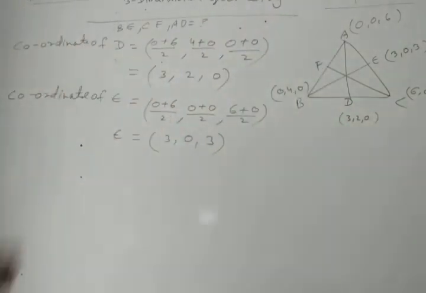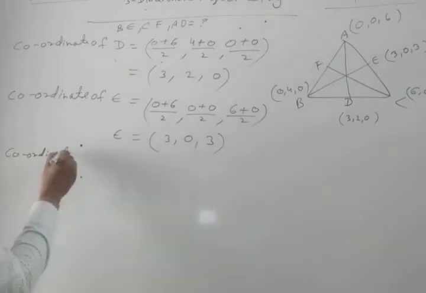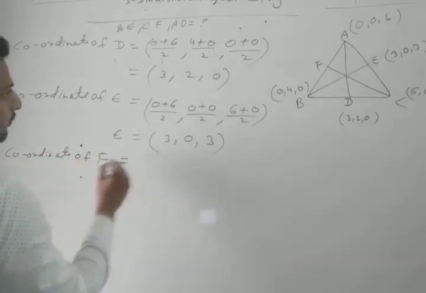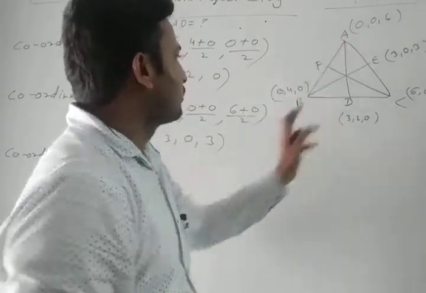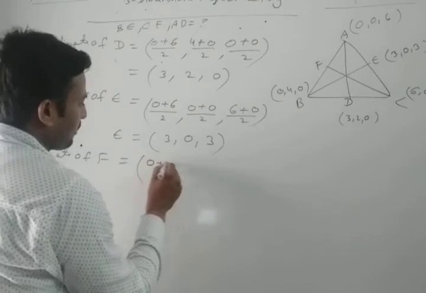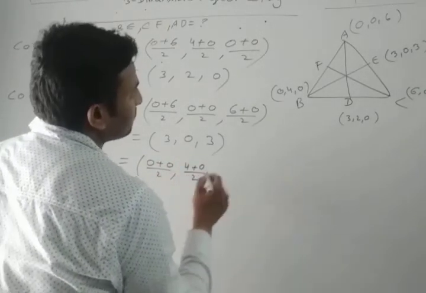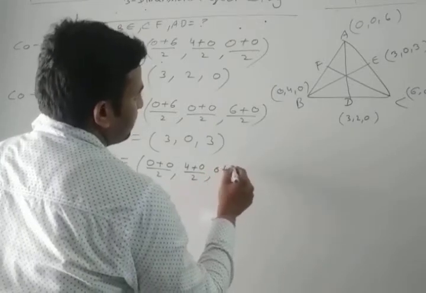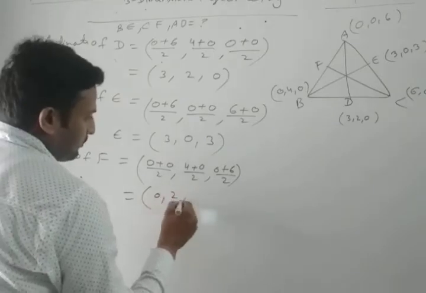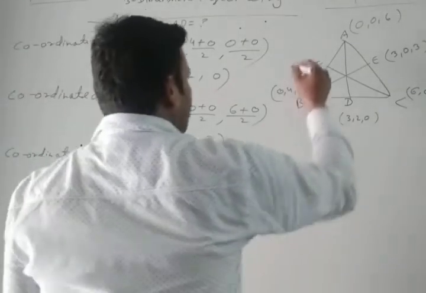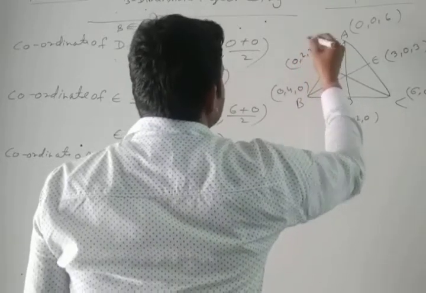Now the coordinate of F. Again, it is the midpoint of B and A. So we can write (0 plus 0) by 2, (4 plus 0) by 2, (0 plus 6) by 2. We can write (0, 2, 3). So the coordinate of F is (0, 2, 3).